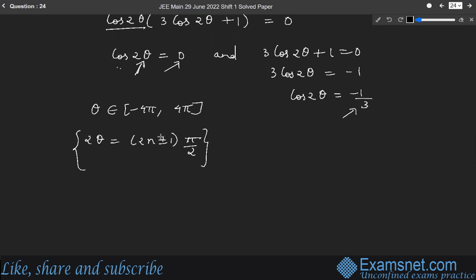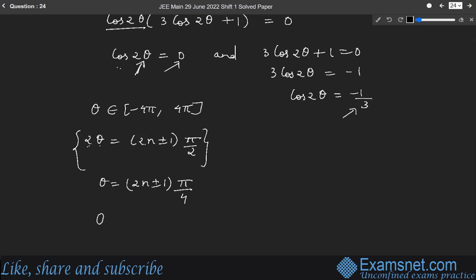Okay. Now we have to substitute the values here. Okay, if 2 theta is equal to (2n plus minus 1) into pi by 2, then theta will be equal to (2n plus minus 1) into pi by 4. Okay, this 2 will go to the right hand side and it will be multiplied in the denominator. So 2 into 2 will be 4, right? So now here we have to put the values of n.